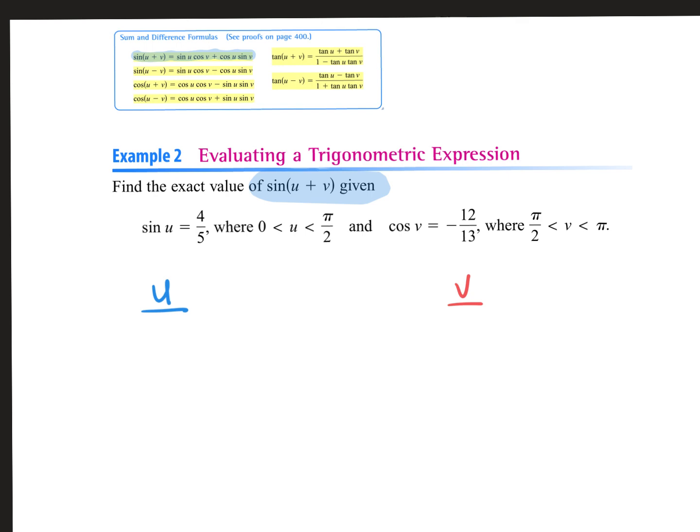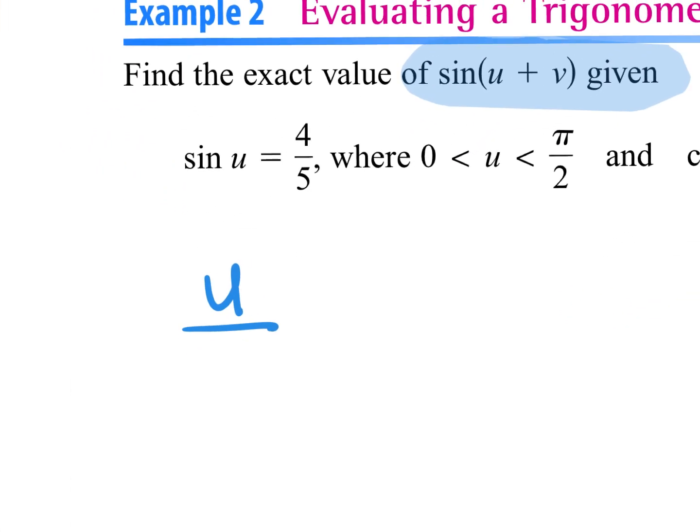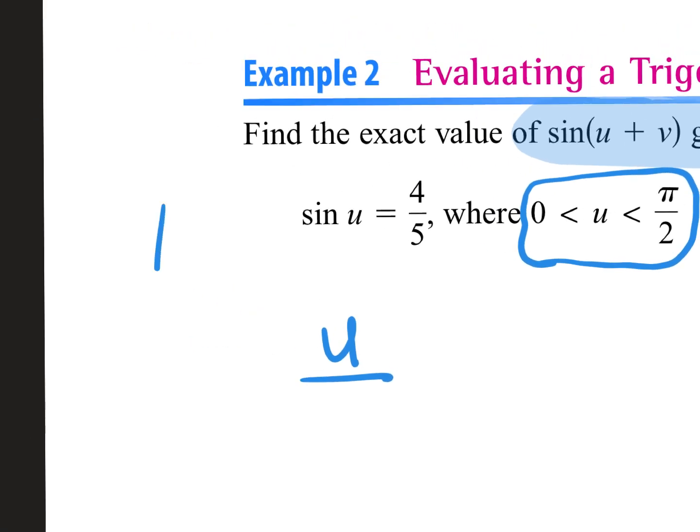So let's look at just the information they told me about U. Okay, we're going to go back to chapter 4 here. It says the sine of u is 4 over 5, where 0 is less than u, which is less than pi over 2. What is this telling me? They're telling me where u is. Perfect. So where is u?